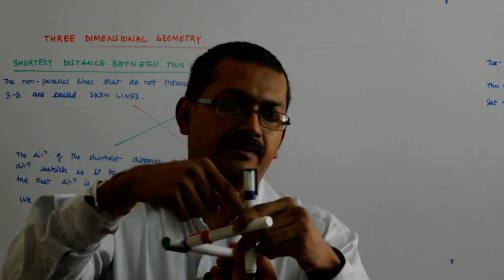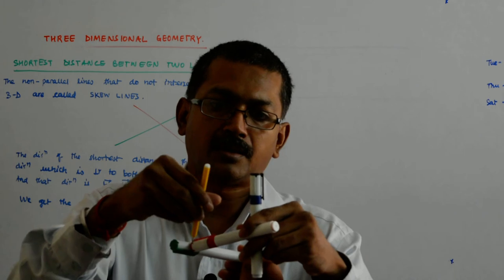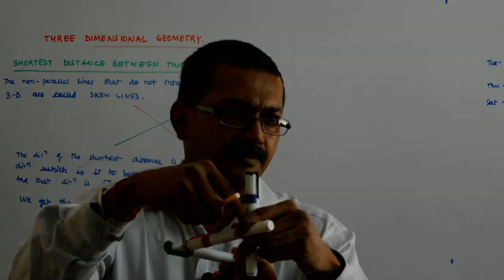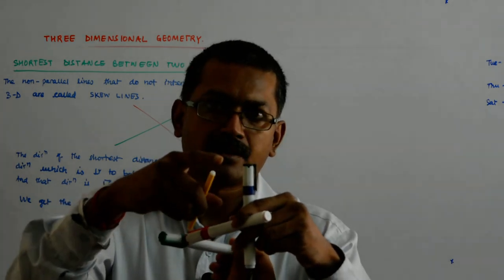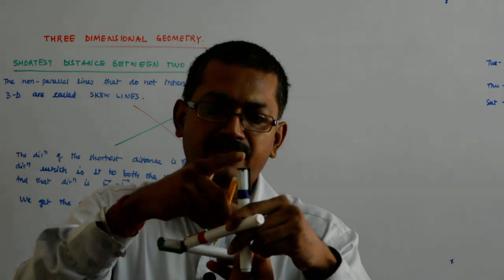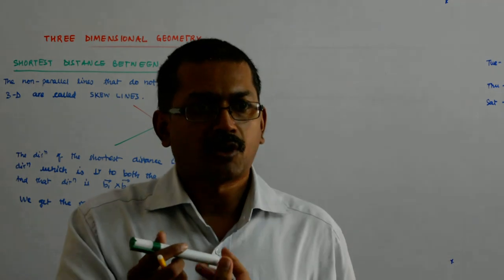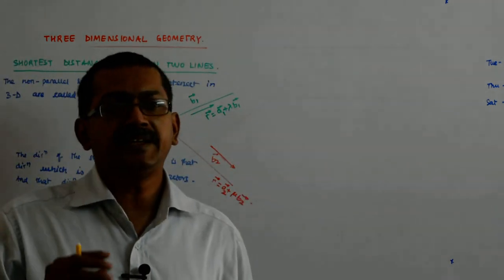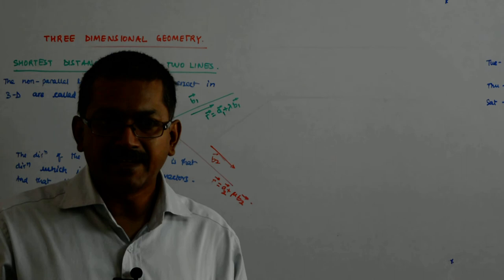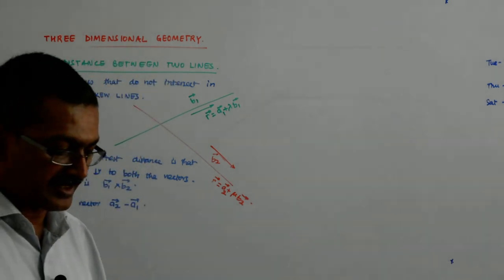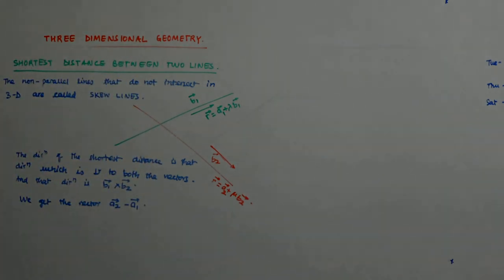It will come and fall here, and it will make an angle of 90 degrees. So from here I shift it like this and take the projection. What will happen? It will be the shortest distance. So it is like taking the projection of a2 minus a1.